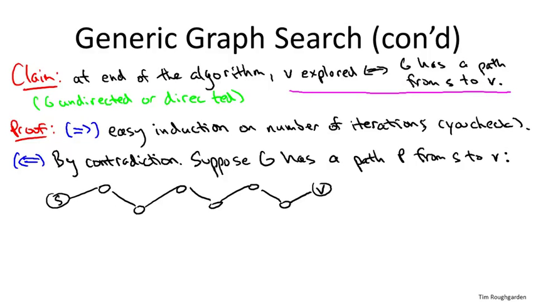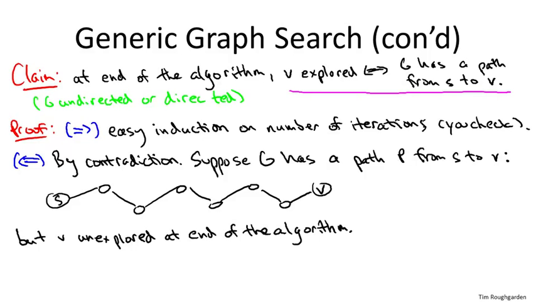So there's a bunch of hops, there's a bunch of edges, and then eventually this path ends at V. Now, the bad situation, the situation from which we want to derive a contradiction, is that V is unexplored at the end of this algorithm. So let's take stock of what we know. S, for sure, is explored, right? We initialize the search procedure so that S is marked as explored. V, by hypothesis, in this proof by contradiction, is unexplored. So S is explored, V is unexplored.